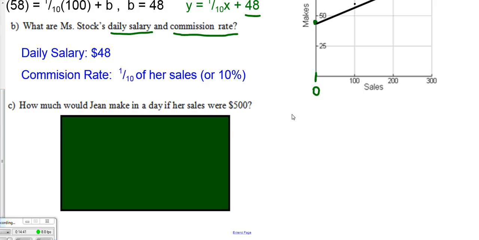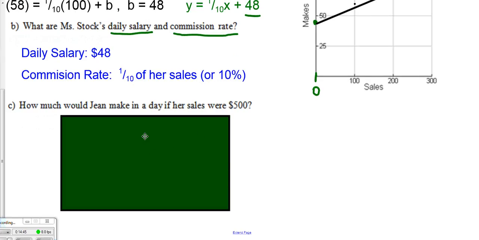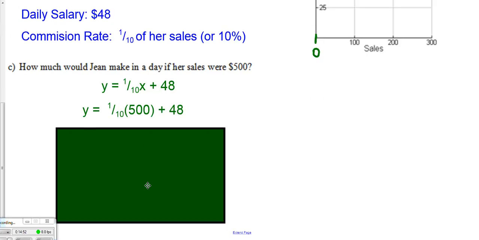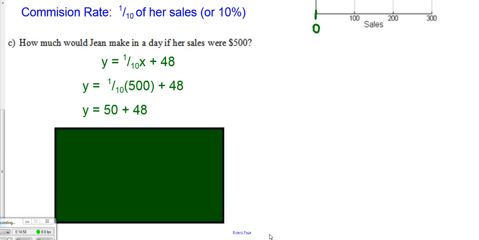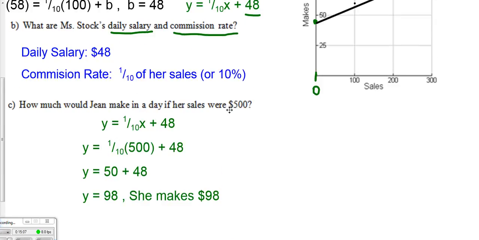Well, sales is what we were calling on our x-axis, so we just plug 500 in for x. So if y equals 1/10 x plus 48, we plug in 500 for that x value. 1/10 of 500 is going to be 50. So 50 plus 48 would have to come out to 98. So she makes $98. She sells $500 worth of stuff. She earns a total of $98.